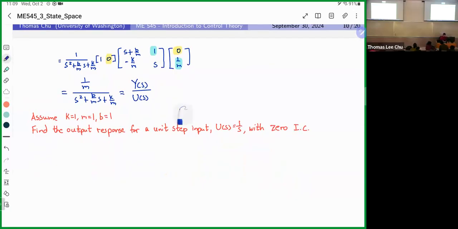All right, so let's rewrite this equation here where we have the output is equal to our transfer function multiplied by our input. Y of S is equal to G of S multiplied by U of S. So then we can plug in U of S. We can also plug in G of S. Since everything is 1, we get this equation 1 divided by S squared plus S plus 1 multiplied by our unit step input.